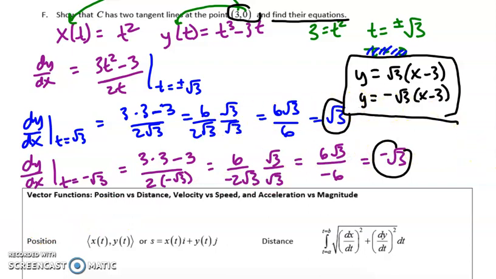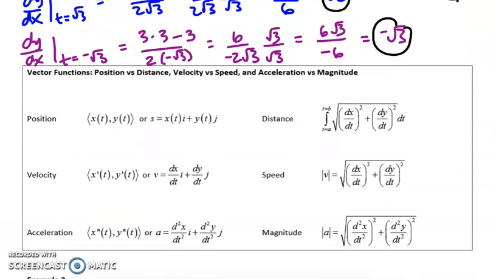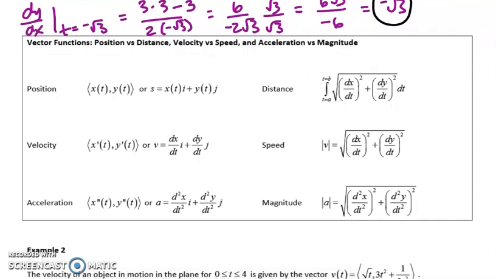All right, let's move on. The next part is basically six formulas, not really formulas, but some sort of formulas, things that you need to know about parametrics and vectors.